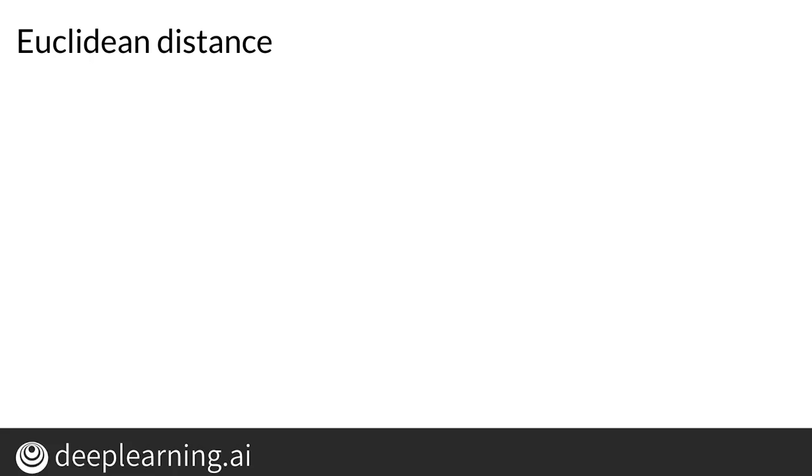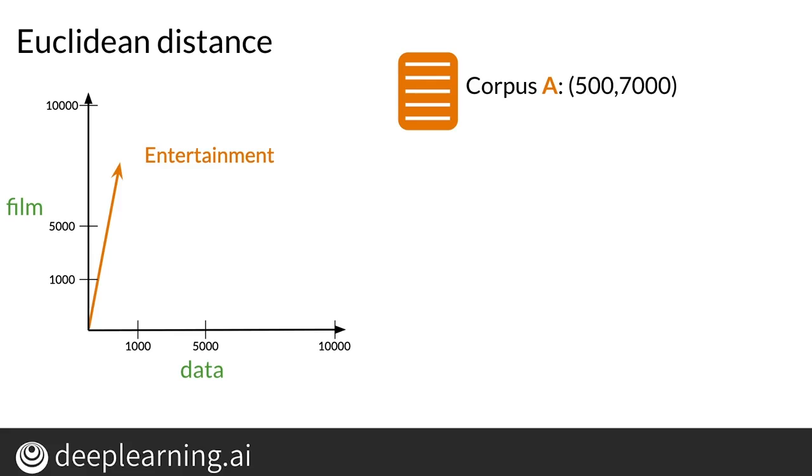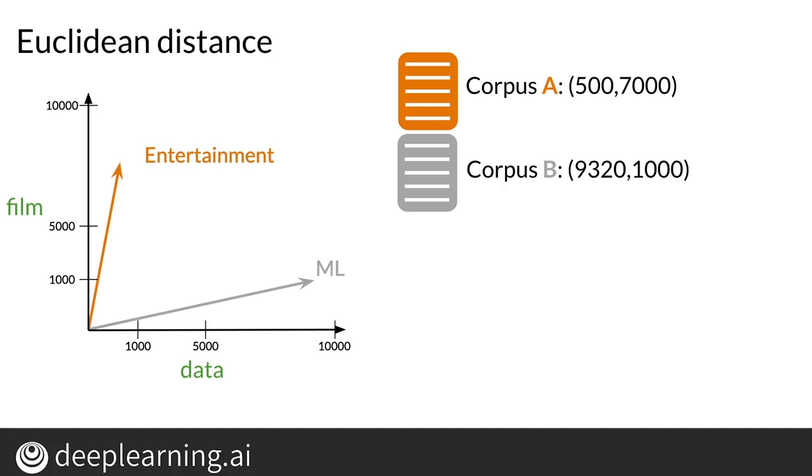Let's use two of the corpora vectors you saw previously. Remember, in that example, there were 2 dimensions: the number of times that the word data and the word film appeared in the corpus. Corpus A will be the entertainment corpus, and corpus B will be the machine learning corpus. Now let's represent those vectors as points in the vector space. The Euclidean distance is the length of the straight line segment connecting them.